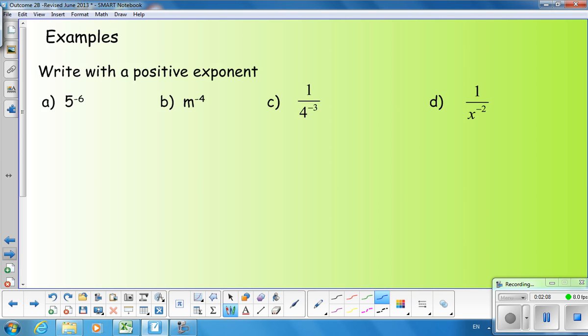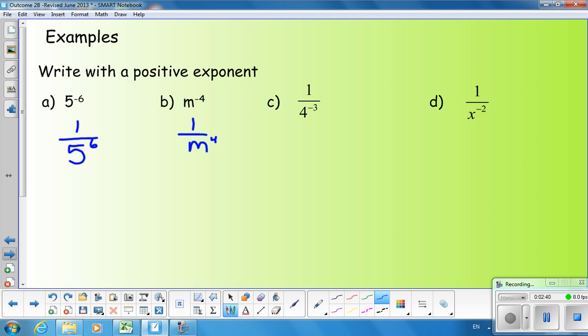Write with a positive exponent. So we have 5 to the power of -6. That negative means take the reciprocal of the base. So my base is 5, the reciprocal is going to be 1 over 5, and now my exponent is positive. I'm not asked to evaluate any of these answers, just write with positive exponents. M to the power of -4, so the negative means take the reciprocal of m, which is 1 over m, and now my exponent will be positive.